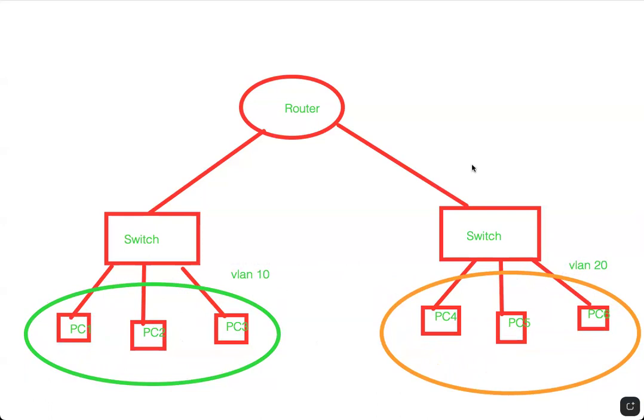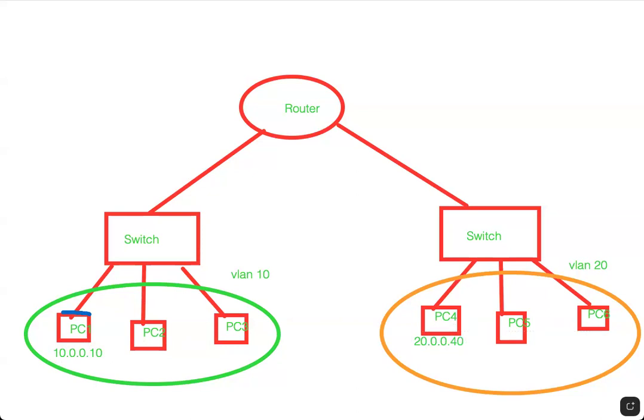Okay, so now let's say PC1 wants to talk to PC4. The IP address of PC1 is 10.0.0.10. The IP address of PC4 is, let's say, 20.0.0.40.